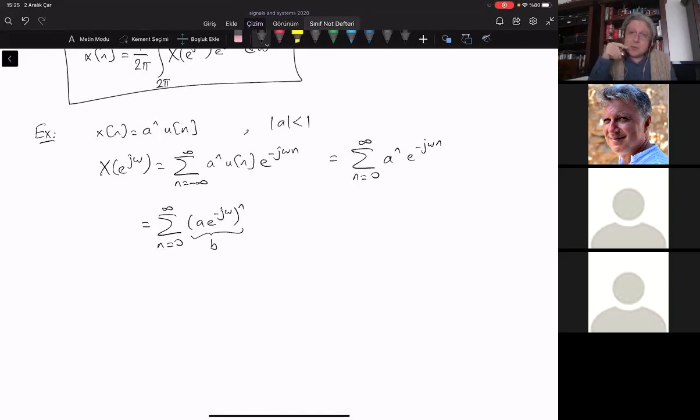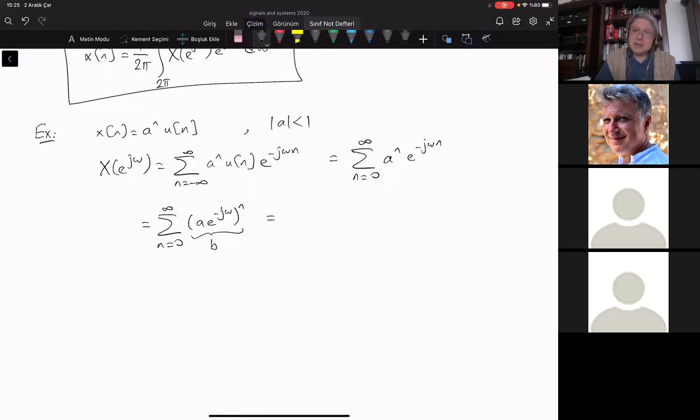If b is less than 1 in magnitude, by the way, but if a is less than 1 in magnitude, a times e to the minus j omega is also less than 1 in magnitude, because the magnitude of e to the minus j omega is 1. A complex exponential magnitude is always the square root of cosine squared plus sine squared, which is 1. So e to the minus j omega magnitude is 1. A magnitude is less than 1. So b magnitude is also less than 1.